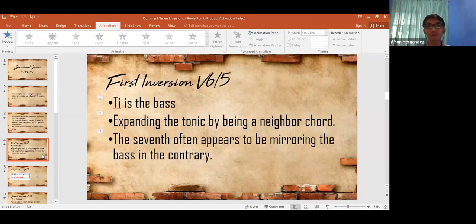As we all know, we have the first inversion, or we call that as the 6-5. Okay, where Ti is the base. Okay, and then expanding the tonic by a neighbor chord. Okay, and then the seventh often appears to be mirroring the base in the contrary. Mamaya mas maintindihan natin with this next slide.